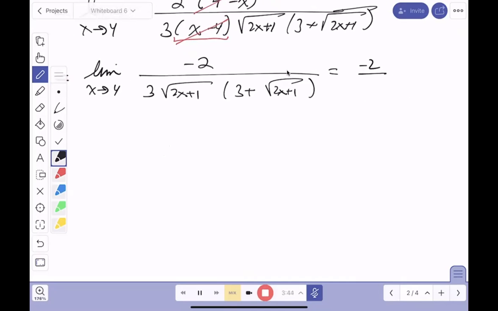Pretty simple. It's going to be 3 times the square root of 9, which is 3. 3 plus the square root of 9, which is 3. Wow, a lot of 3's. What do you get? -2. And then you get 9. 3 plus 3 is 6. That's going to be -1.